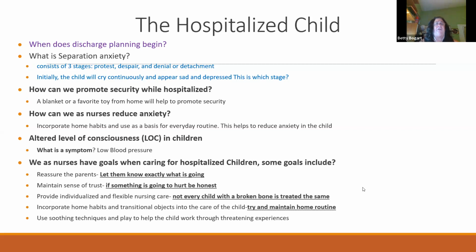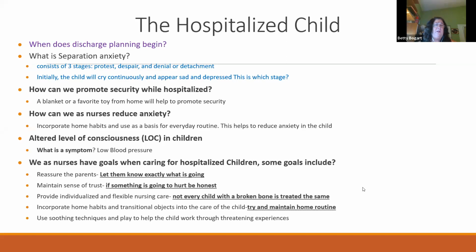How can you promote security when they're hospitalized? Well, number one is parents staying with them. That's the number one. But if they're not able to, it's that favorite whatever. Is it their favorite jammies, their favorite toy? Is it their favorite blankie? What is it? Make sure, especially you as nurses, know what that is.